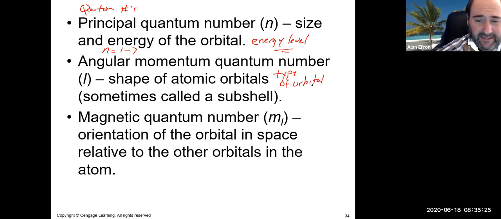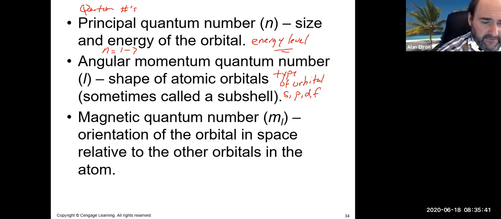So basically what it's going to tell you is: is it an s orbital? Is it a p orbital? Is it a d orbital? Is it an f orbital? So that's basically what L will tell you. Based on the value of L, it will tell you what orbital you're dealing with.